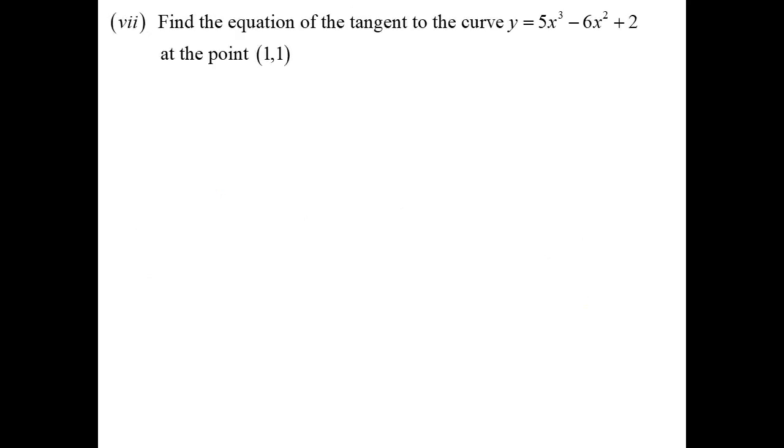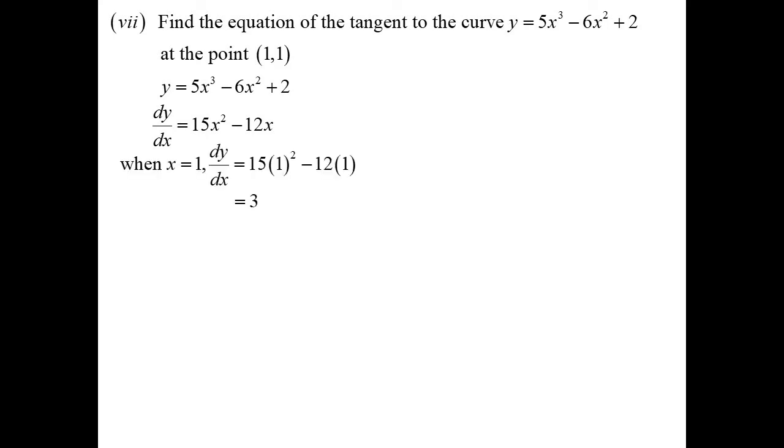Find the equation of the tangent to the curve, and this is a cubic of course, at the point (1, 1). There's my function, 5x cubed minus 6x squared plus 2. To find the equation of the tangent, I need the gradient function. So we differentiate: 15x squared minus 12x. Now that's not the gradient, that's the function that allows us to find the gradient. We now need to tell it what point we're looking at. Well, I'm interested when x equals 1.